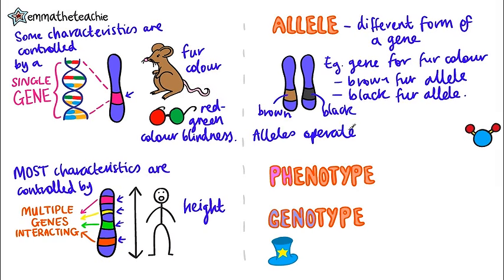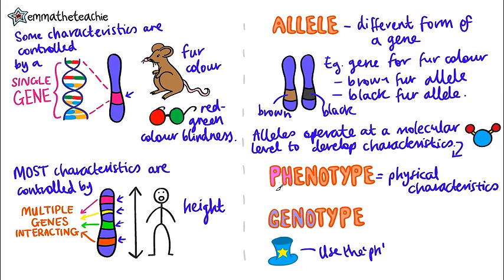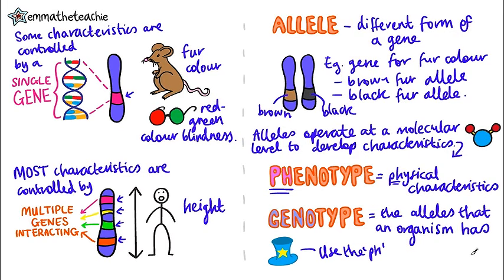Alleles operate at a molecular level to develop characteristics. We call these physical characteristics phenotypes. So it's just the appearance of the organism. Here's a hint. Use the pH to help you remember that phenotype is physical characteristics. Genotype is then just the alleles that an organism has inside it. Remember, an allele is just a different form of a gene, so the geno part of the word just means alleles.